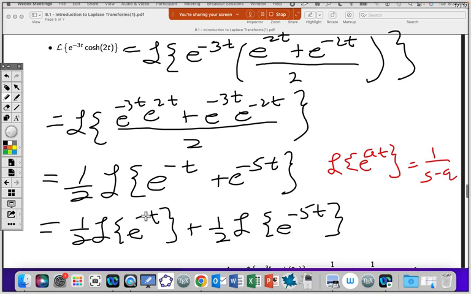So here, the a is minus 1, and here the a is minus 5. So when you subtract those off, you're going to get some additions here. All right, so we bust the cosh into its exponentials, simplify, use linearity.